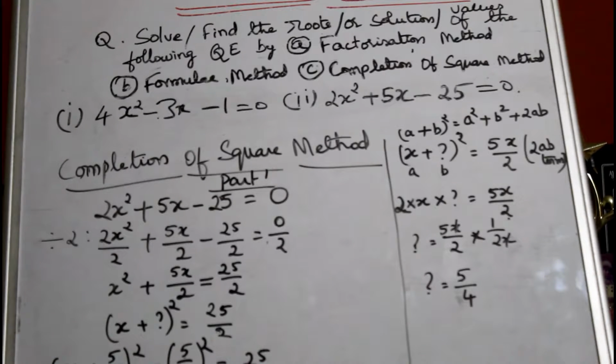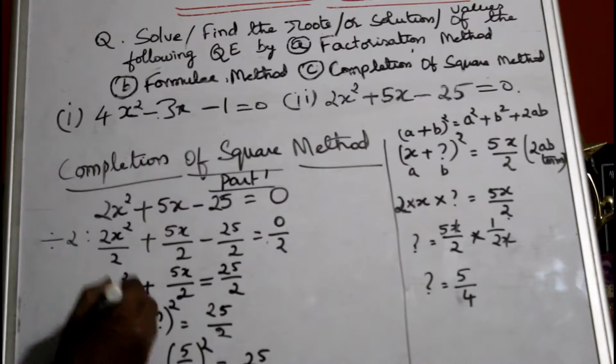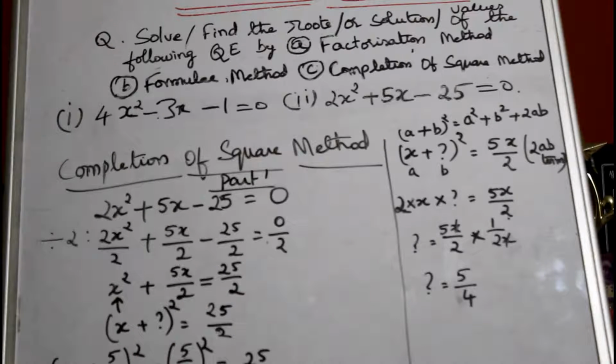Now we'll continue. The completion of square method is done by different methods by different teachers, but this is one of the safest methods. What you do is you write the question and divide by 2. Why I am dividing by 2 is to get the x squared term. Some of them do keeping this 2x square itself, but it's quite complicated. If you keep the 2 in front, it's a little complicated.